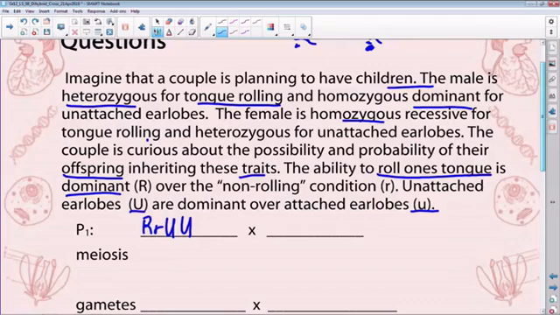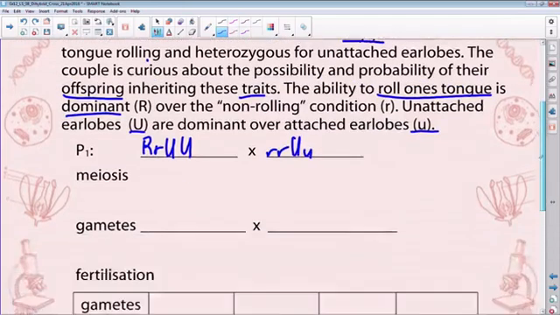And the mother, let's see, where's mother? The female is homozygous recessive for tongue rolling, which means small r, and heterozygous for unattached earlobes, so it's big U, small u. Okay, so that is what the genotype is.